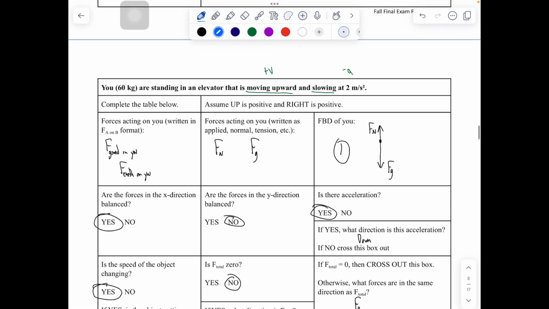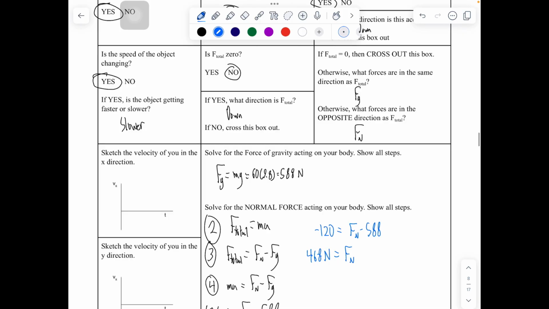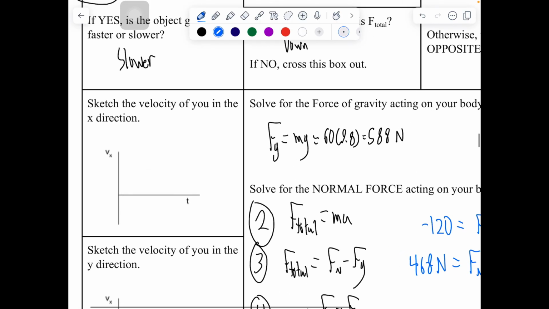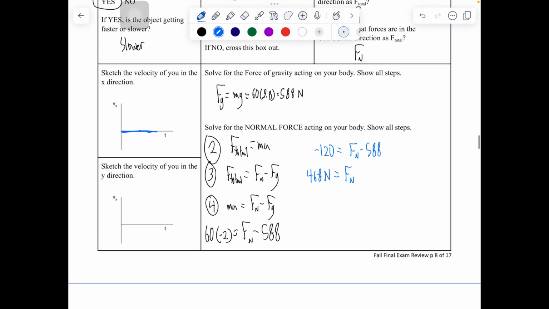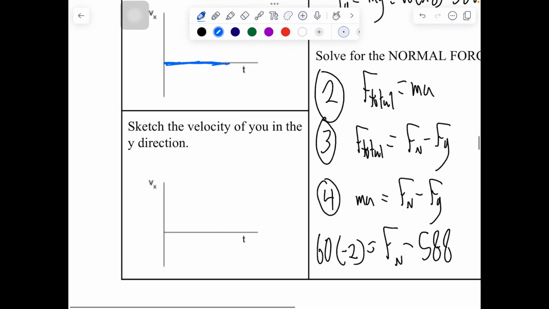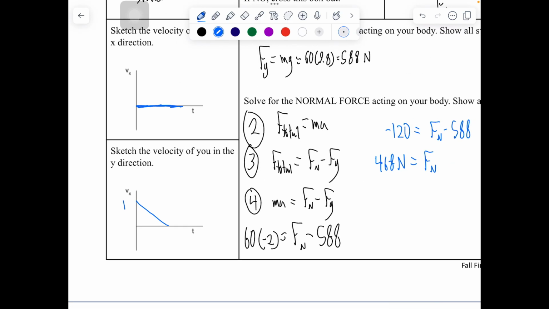Velocity in the x direction. Well, we're in an elevator, we're not moving in the x direction, so our velocity should just be 0. And we are moving upward, but slowing down. So, we'll start at some positive velocity, and we'll come all the way to a stop. Right, starting at some positive velocity, moving upward, coming to 0.